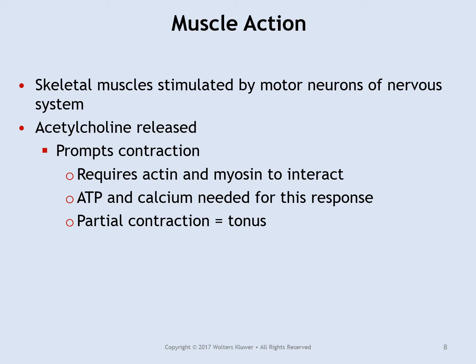For a muscle to contract, it first needs to be stimulated by the motor neurons of the nervous system, and we will be studying the nervous system before too very long. Acetylcholine is the chemical signal that prompts the contraction, and the two proteins that interact with each other are actin and myosin. And we need ATP, adenosine triphosphate, and calcium for the contraction to work. And if there's a partial contraction, a muscle is said to be in tonus.